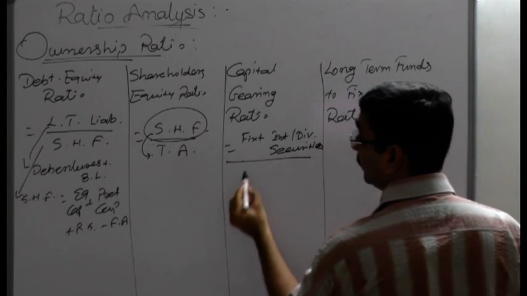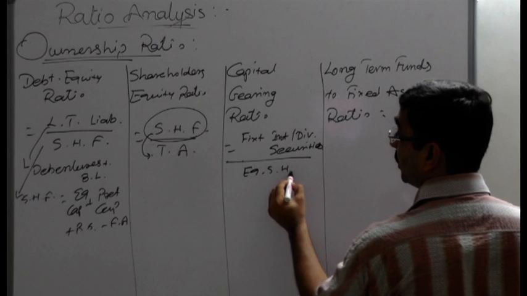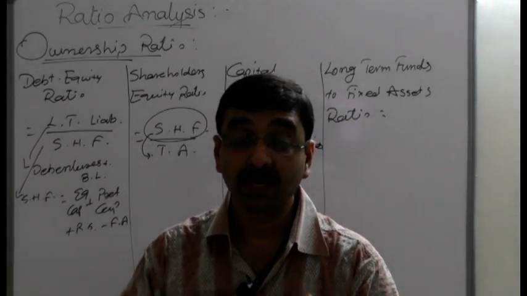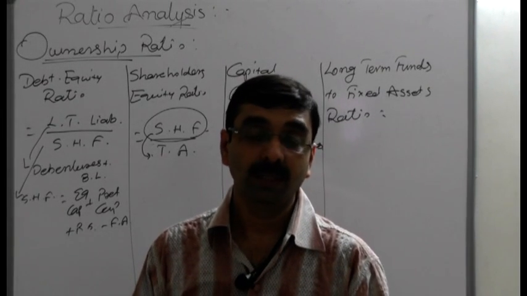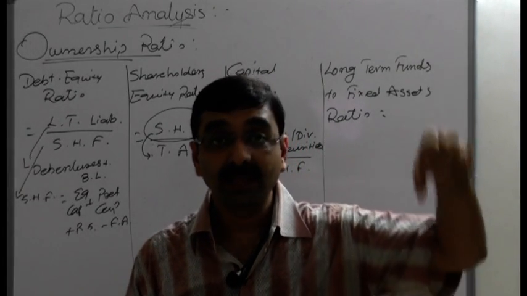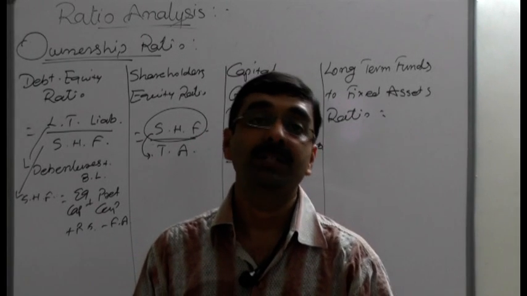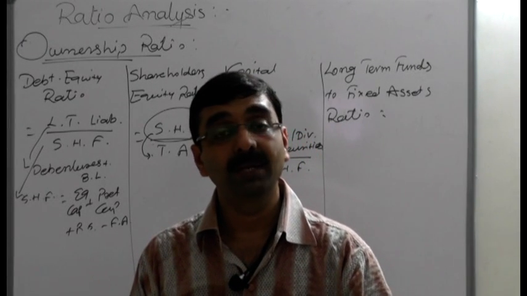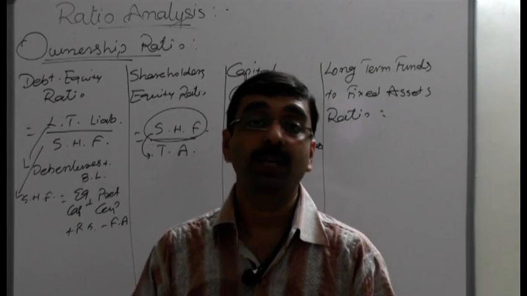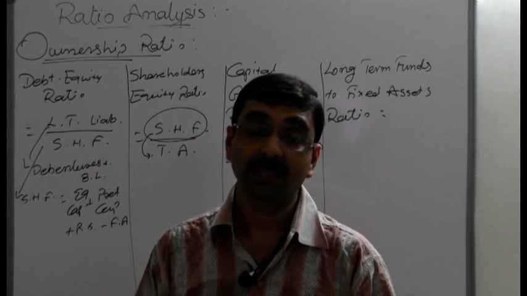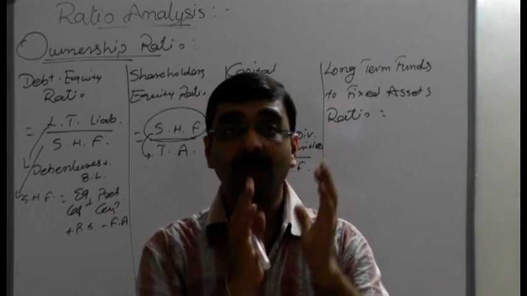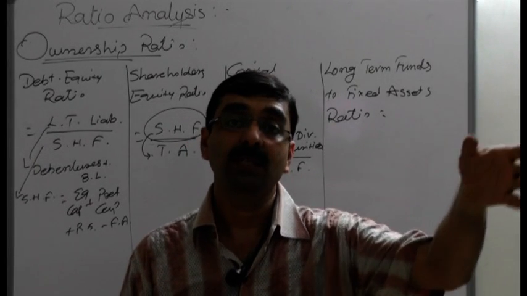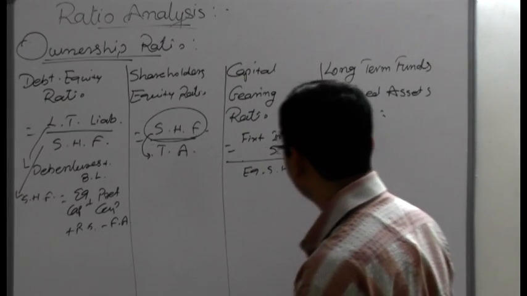divided by equity shareholders fund. Ultimately, this is a comparison of the fixed burden securities with the equity shareholders fund. It shows how much fixed burden securities are carried in the firm against your equity shareholders fund. That means the interest paid to the debenture holders and the preference dividend paid to the preference shareholders against your equity shareholders fund in the business. This comparison shows the burden carried by equity shareholders against the fixed interest and fixed dividend securities.